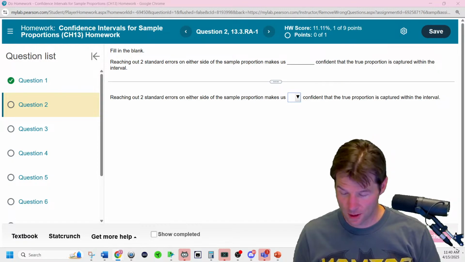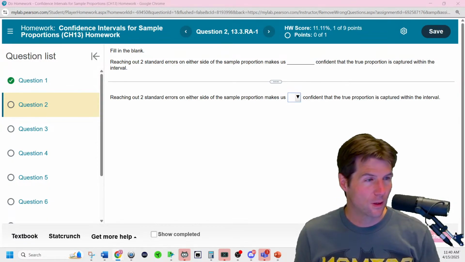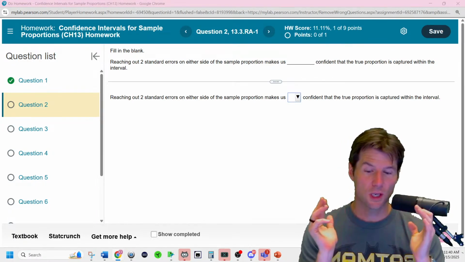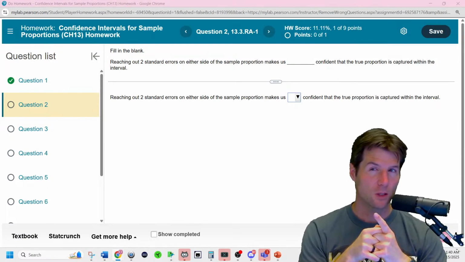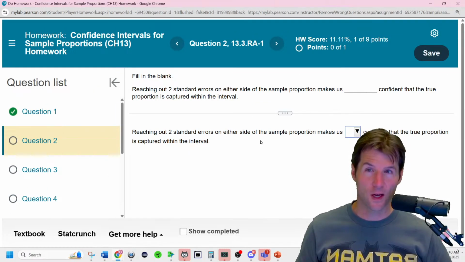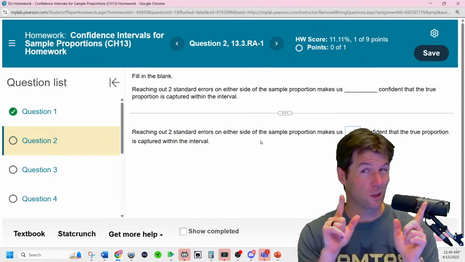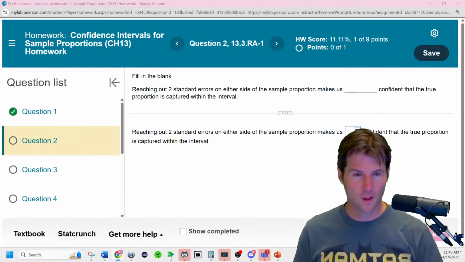Okay, next question. And question 2: reaching out 2 standard errors basically builds a what percent confidence interval? So let's not click the answer. Remember the empirical rule: 68, 95, 99.7. Reaching out 2 standard errors, technically 1.96, basically builds a what percent confidence interval?